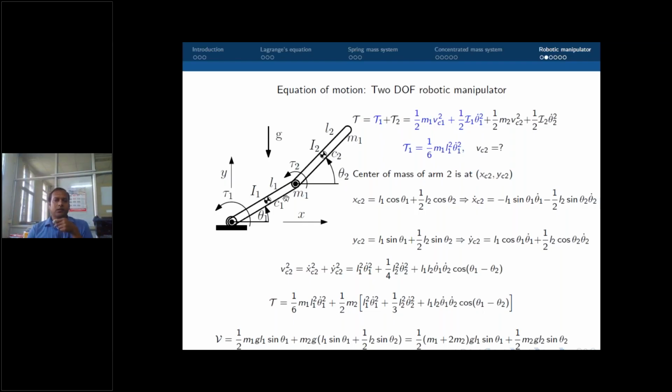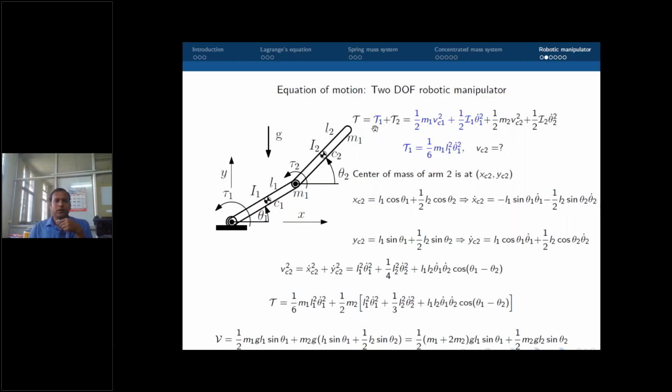So the degree of freedom of this system is 2. The length of the first rod is L1, the length of the second rod is L2, the masses are M1 and M2, the moments of inertia are I1 and I2, and gravity acts downward. Here, our first step is to define the kinetic energy and potential energy of the system, which are required to define the Lagrangian of the system.